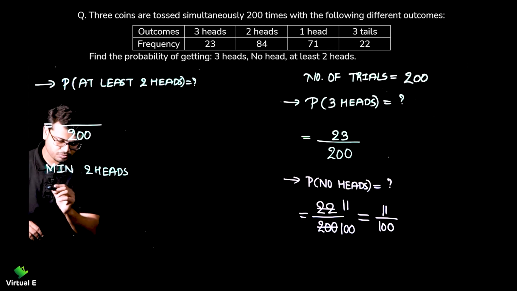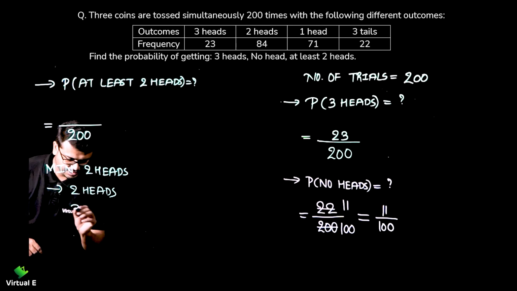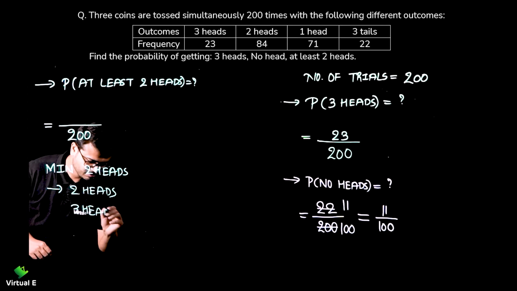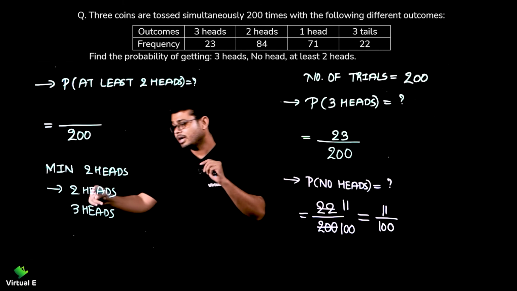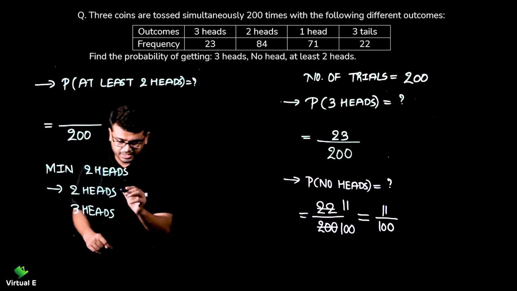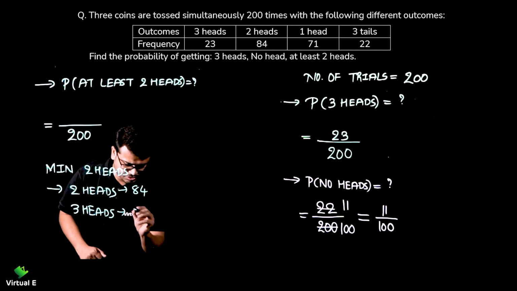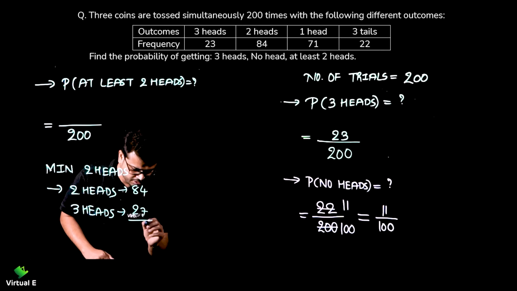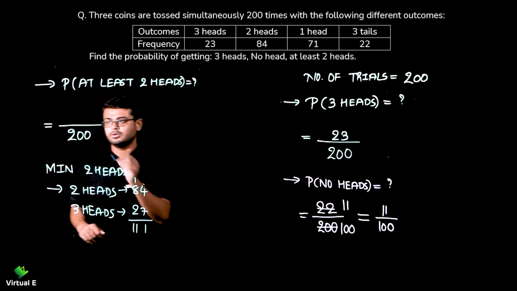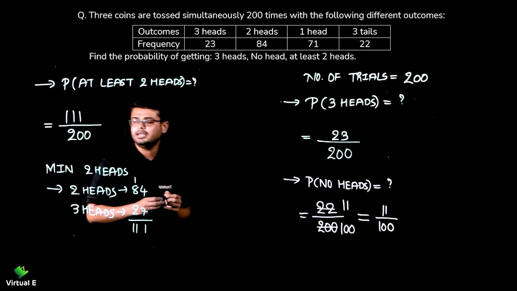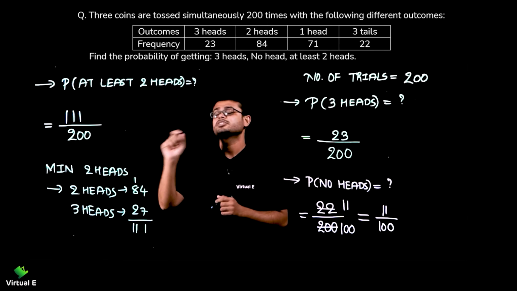So minimum 2 heads means what? We can take 2 heads, then 3 heads. Are we having 4 heads over here? Not possible, because we are tossing only 3 coins. So what are the outcomes for 2 heads? That is 84, and outcomes for 3 heads, that is 27. 7 and 4, 1 over here and 1 carry over. So 111. What is the probability? 111 by 200. That will be the probability of getting at least 2 heads.